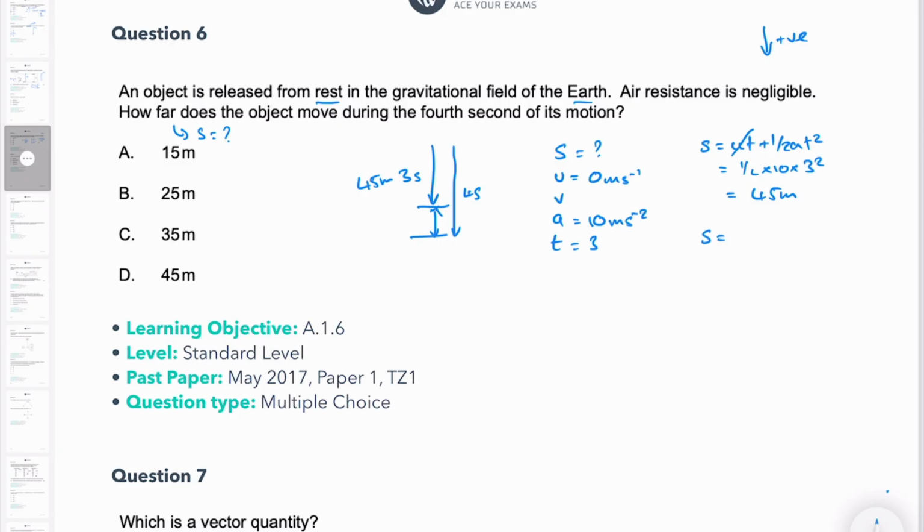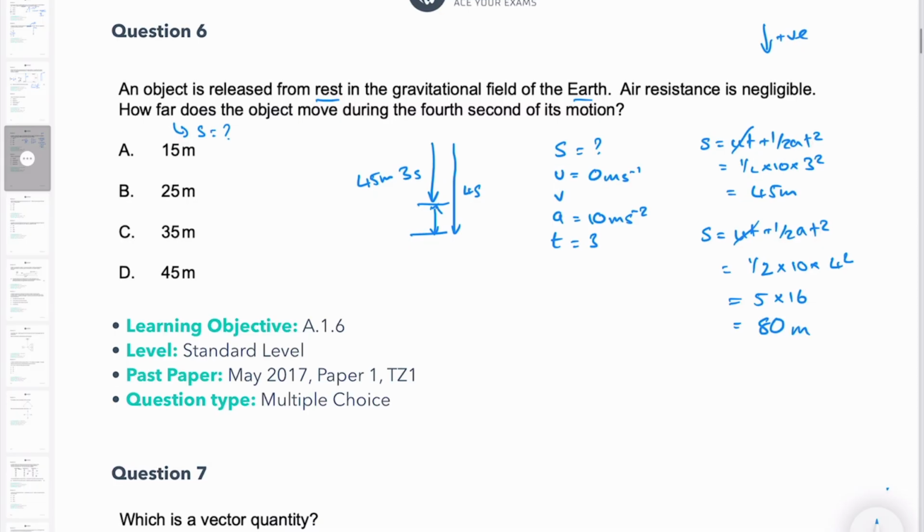In 4 seconds, it travels half times 10 times 4 squared. So that's 5 times 16, which is 80 meters. So it travels 80 meters in 4 seconds. So in the 4th second, it travels 80 minus 45, which is 35 meters. The answer is question 6C.